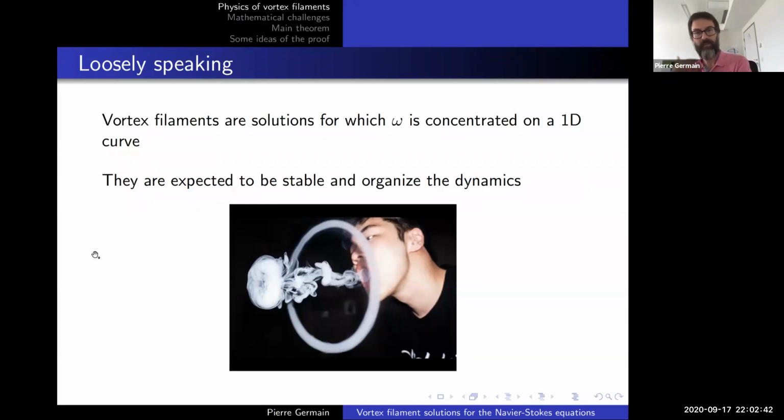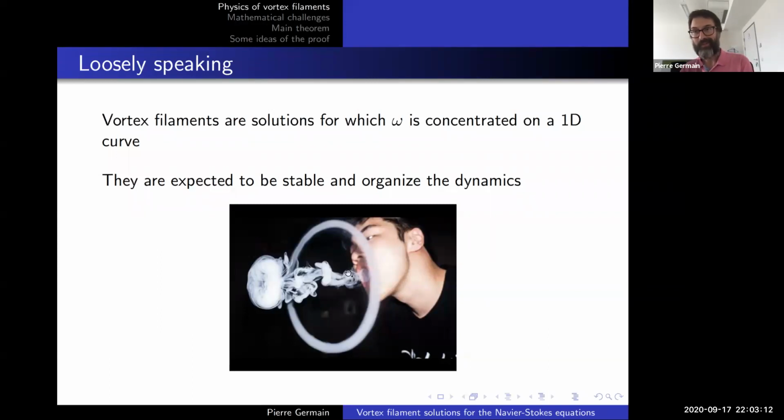So vortex filaments are expected to be stable. There are many experiments where you see that they are stable, and you also see that they play an important role in organizing the dynamics, which is sort of a loose statement, but in a way, they seem to appear as sort of attractors of the dynamics. And for this reason, it's important to understand them.